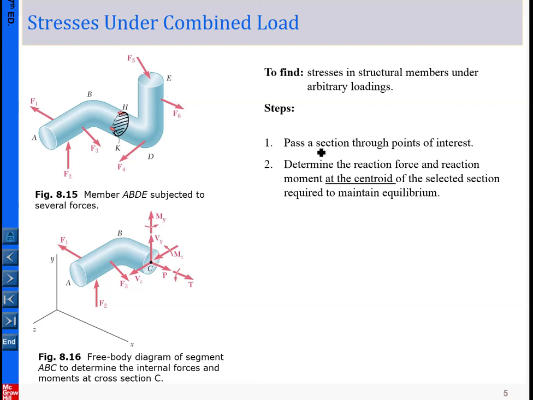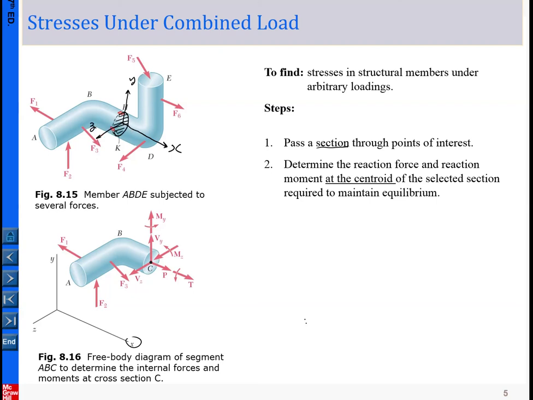So select a section that passes through the points of interest, and then the next step is to define the appropriate coordinate systems. On the selected cross section, you identify the centroid and place the origin of the coordinate system at the centroid. For example, let me define it to align with our textbook. Let me define this as the X direction, and use your right hand rule, so this is the Y direction and this is the Z direction.